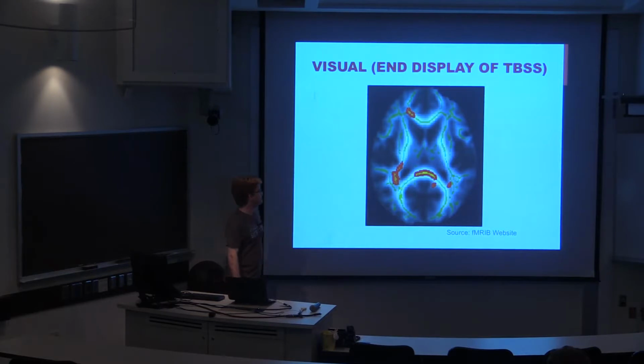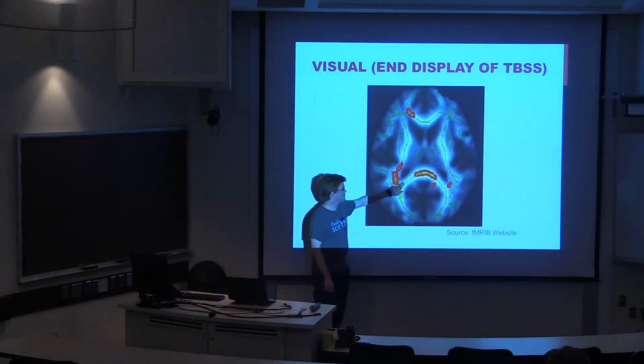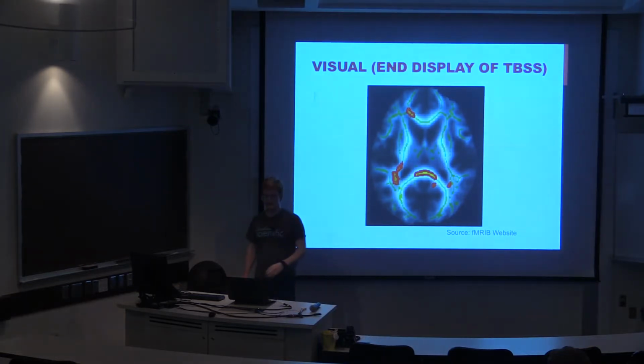After that, it will go through all subjects and do a search in areas perpendicular to this skeleton, and it will project the highest fractional anisotropy value it finds in a localized region onto the skeleton. Then what you have is a bunch of numbers which you can compare across groups to find average differences in this FA across two different groups of people. This particular visualization, which I pulled from the TBSS website, shows areas where it detected statistically significant differences in FA between these two groups of people.